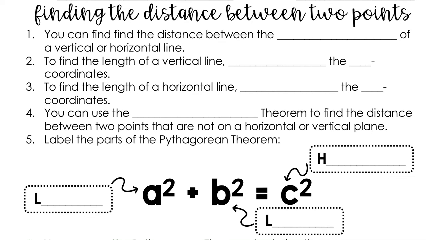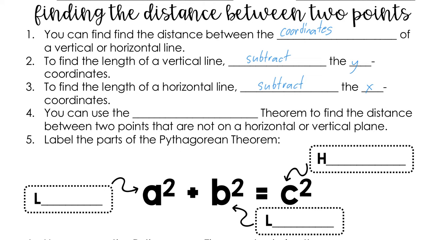Today we are going to practice finding the distance between 2 points using the distance formula. In 6th and 7th grade, you learn to find the distance between the points of a vertical or horizontal line. So to find the length of a vertical line, you subtract your y coordinates. And to find the length of a horizontal line, you subtract your x coordinates.